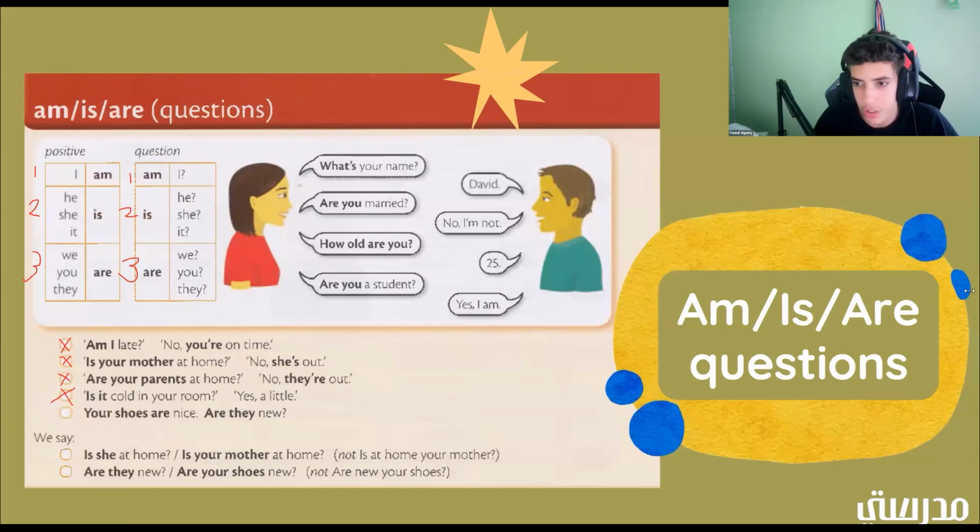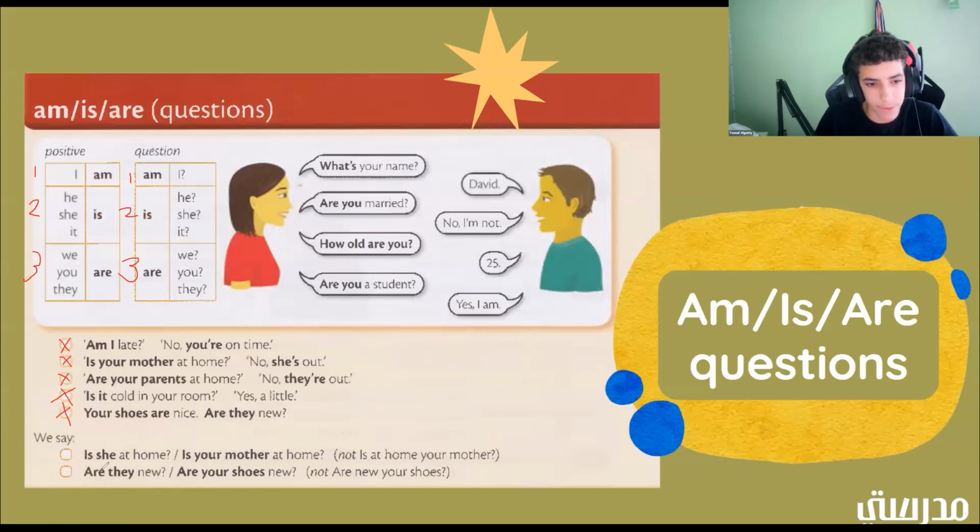Yeah, it's question number 3. Good job. It's group 3. So now this is just examples of what we would say. Let's say you wanted to know if someone's mom was at home. You could say, is she at home? Or is your mother at home? But you would not say, is at home your mother? It would not make sense.